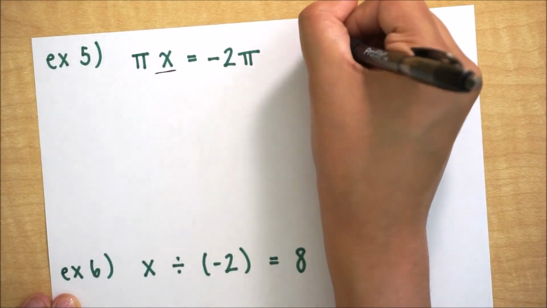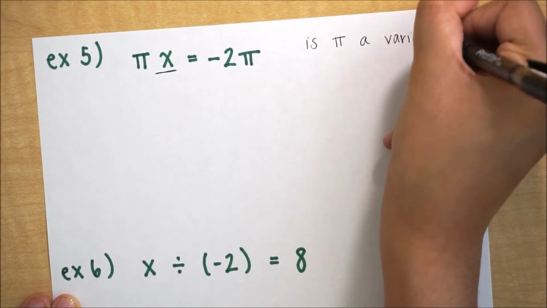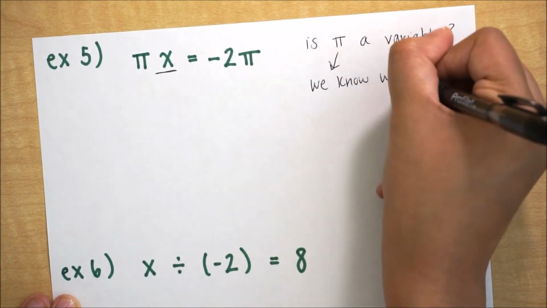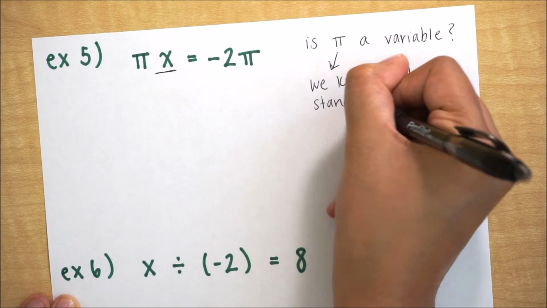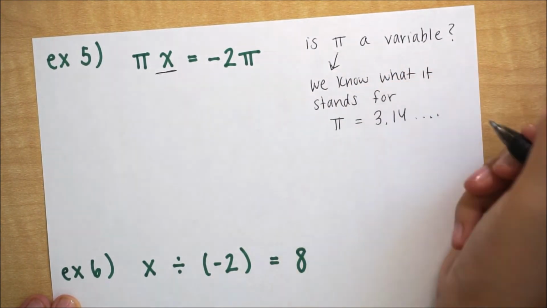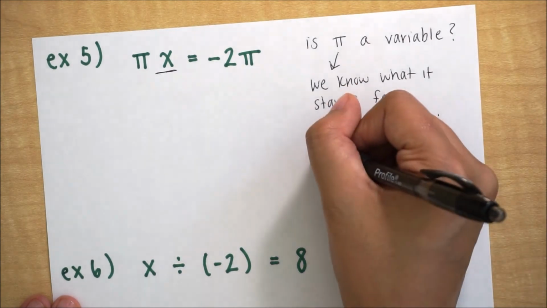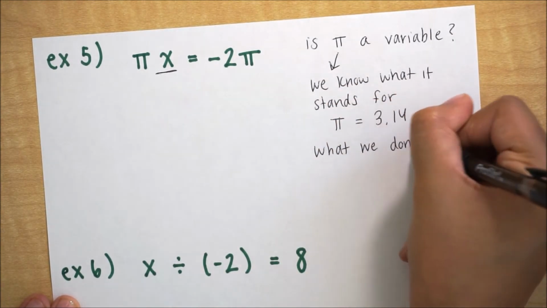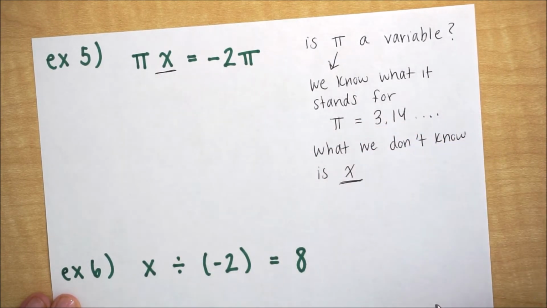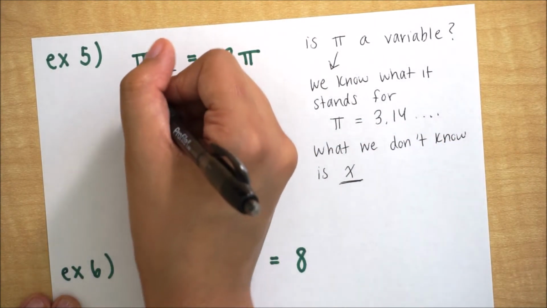Let's look at this question, pi x is equal to negative 2 pi. You might look at this and say there are 2 variables in this one. We have pi and x. And pi is a variable, but we know what the value of pi is. We know what it stands for. It stands for 3.14, some really long number. But what we are really trying to find is x. That's what we don't know. We're always finding what we don't know. And in this case, we don't know x.